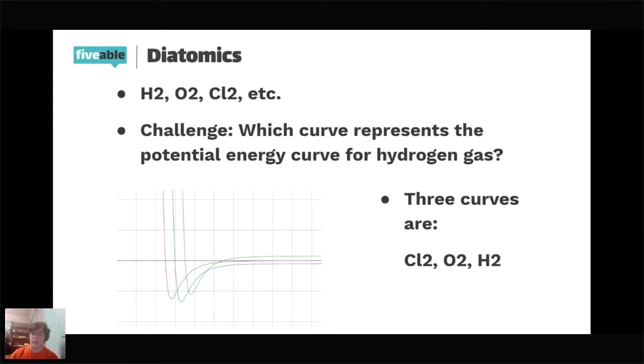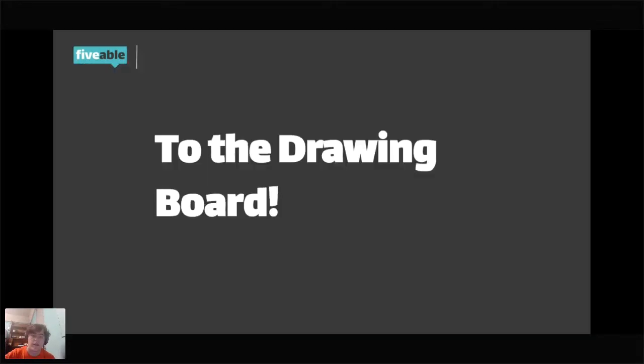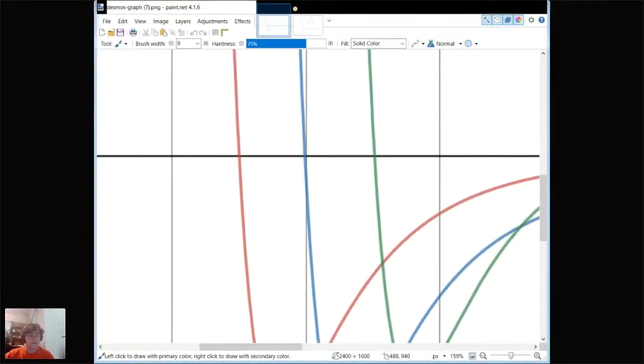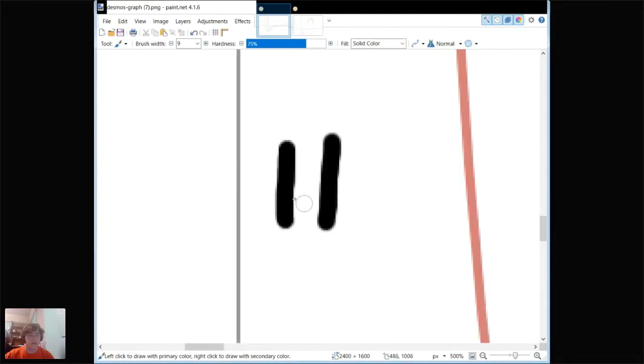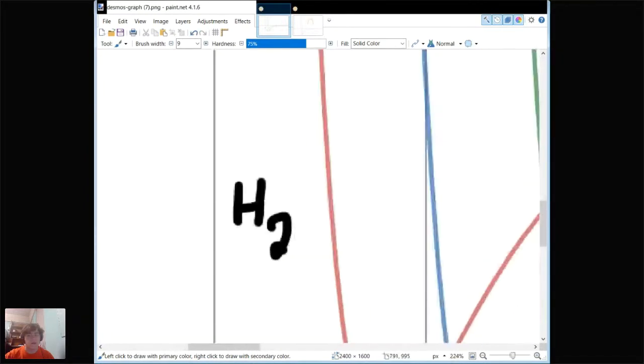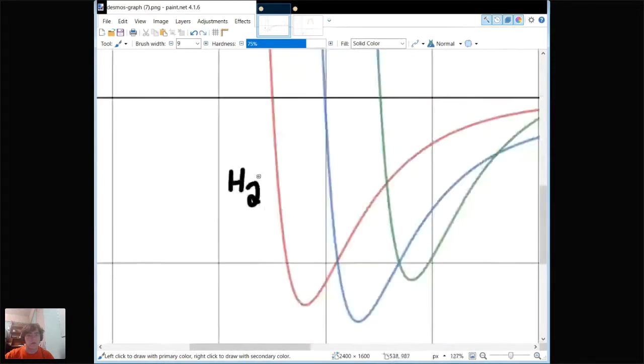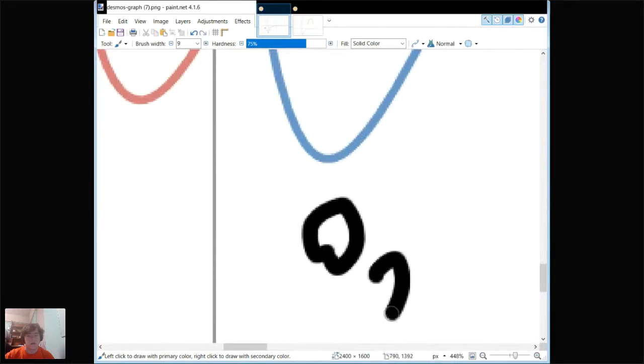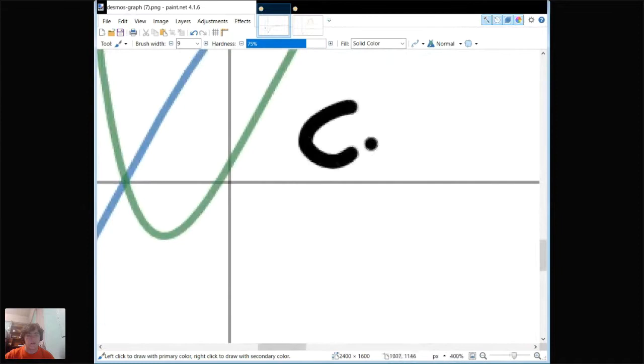Do you guys know Lewis structures? Or Lewis dot structures? Or Lewis diagrams? Yeah. So let's go to the drawing board again. Application window, share. Okay, so we know that this one is hydrogen gas, which is diatomic. This one is oxygen gas, not chlorine gas. And this one is Cl2.